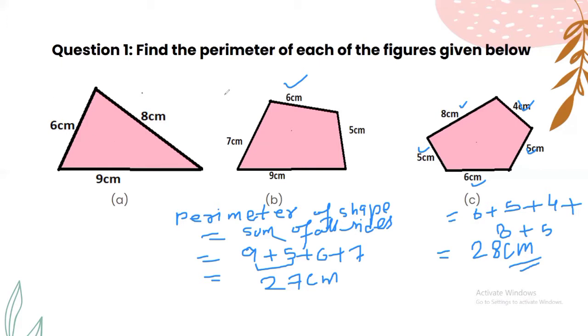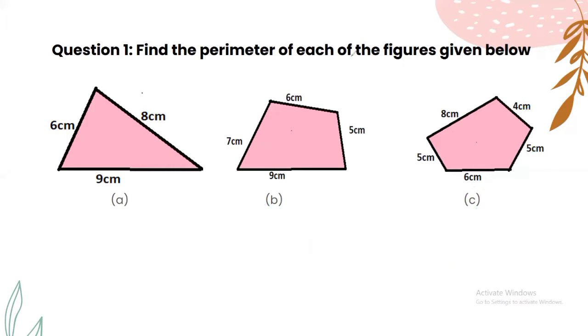So this was the first question. I think you are getting to understand how to find the perimeter easily. If you want to find the perimeter of any figure, just add the sides of the given figure. So this will be the perimeter of that particular figure. Got it? Now next one is the second question.